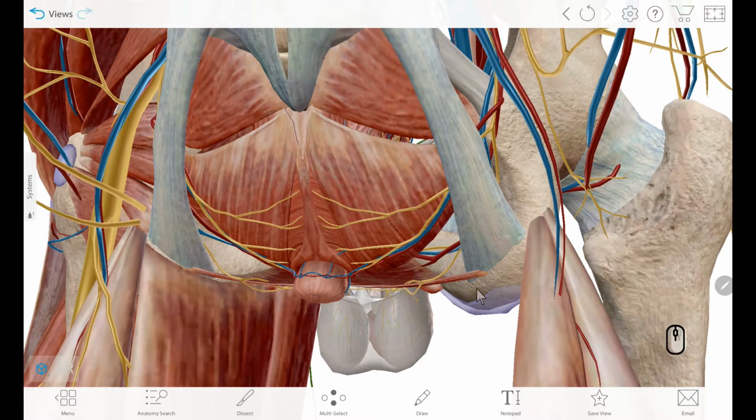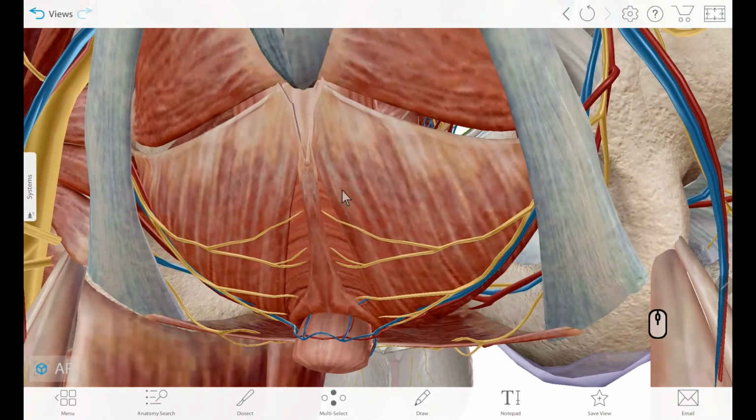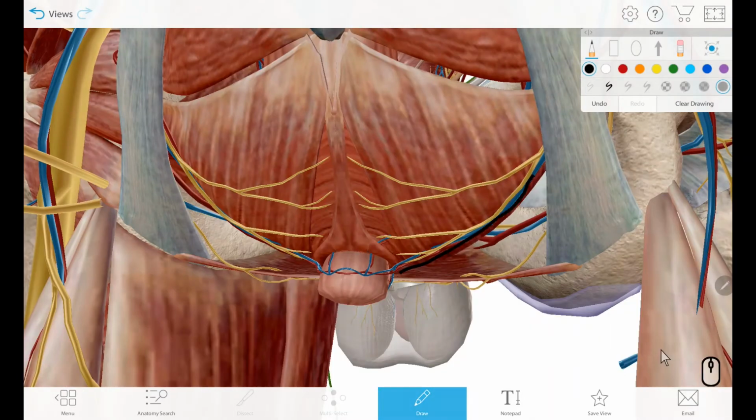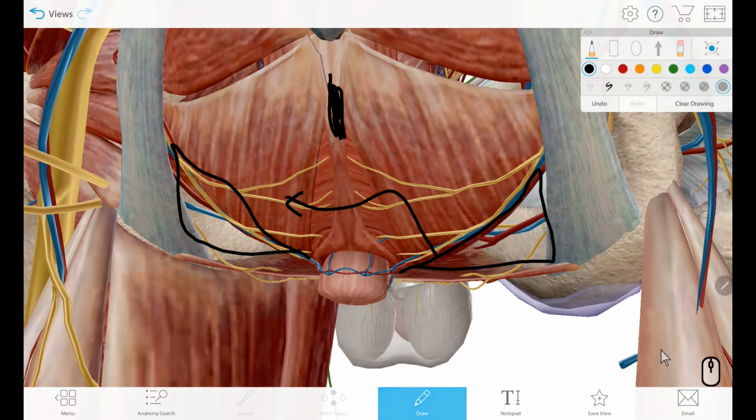Now the ischioanal fossae of the two sides can communicate with each other deep to the anococcygeal ligament. This structure over here is the anococcygeal ligament. Since the ischioanal fossa of one side communicates with the ischioanal fossa of the other side deep to the anococcygeal ligament, the abscess of one ischioanal fossa can spread to the other ischioanal fossa.